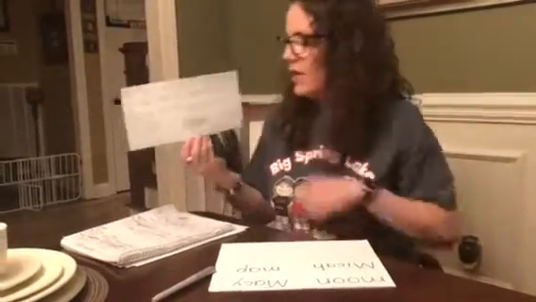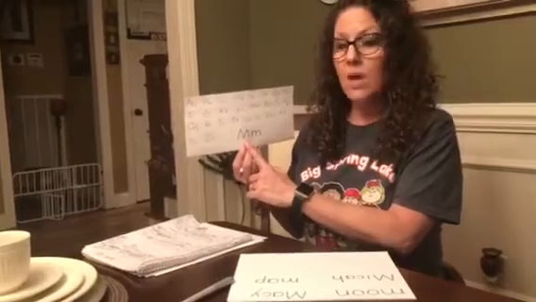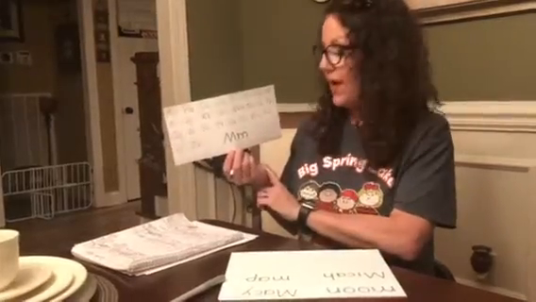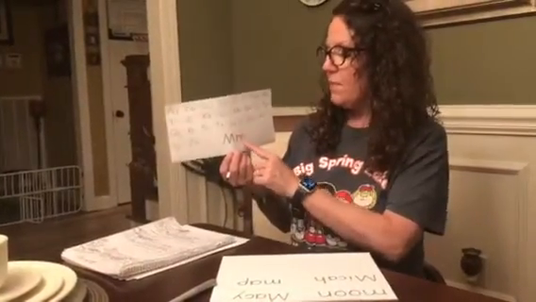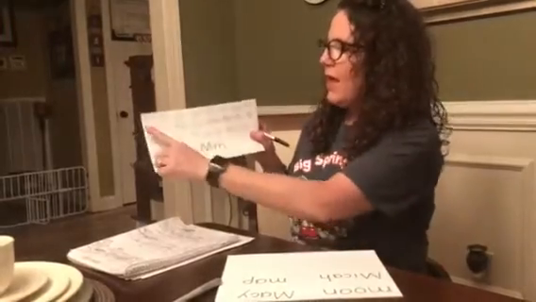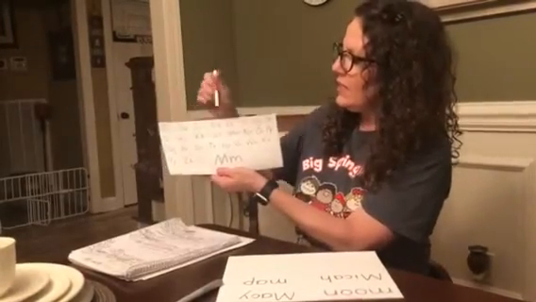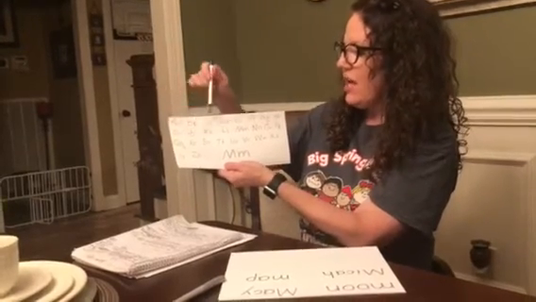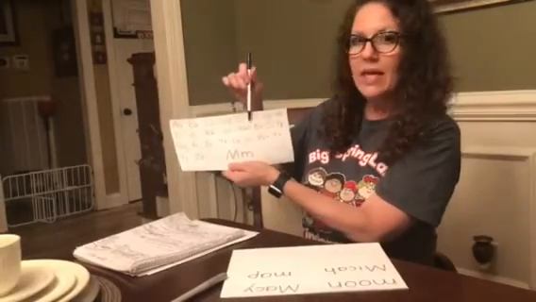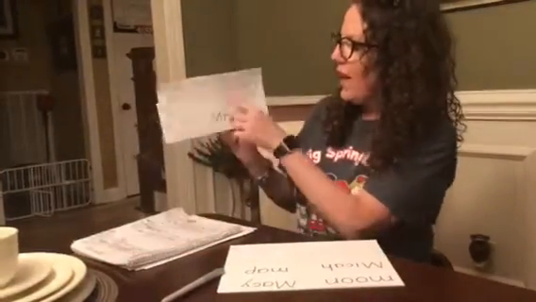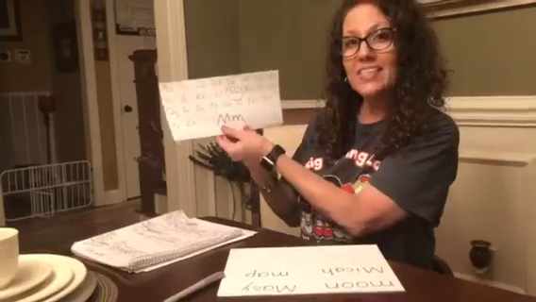Alright? Now remember, M makes the sound mmm. And the way we print M, up, down for uppercase, down, up and over for lowercase. Alright, so we're going to start at A. That's the first letter in our alphabet, and we're going to go until we find M. Are we ready? A, B, C, D, E, F, G, H, I, J, K, L, M. Boys and girls, do you see the letter M in the alphabet? Right in the middle of the alphabet, we have uppercase and lowercase M.